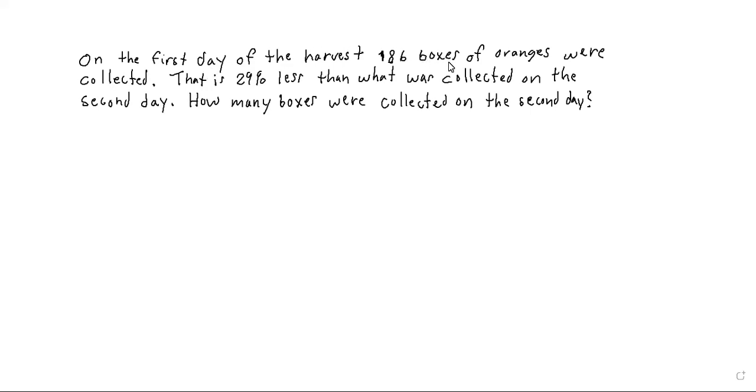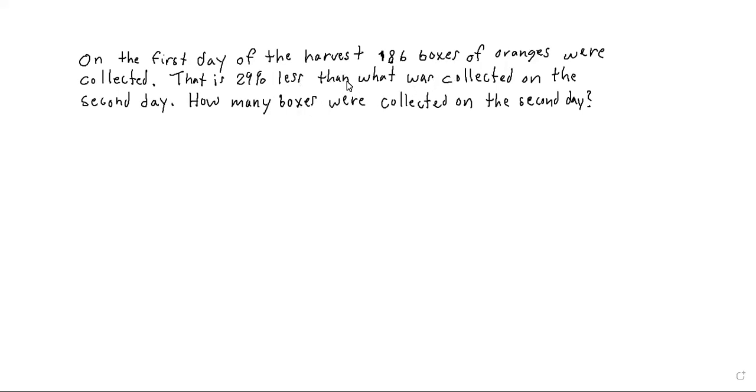And the approach, as I always say, with a word problem, you've got to convert the word problem into an equation and then solve the equation for the unknown. So let's first look for the unknown, right? It says on the first day of the harvest, 186 boxes of oranges were collected, right? And they say that is 29% less than what was collected before.